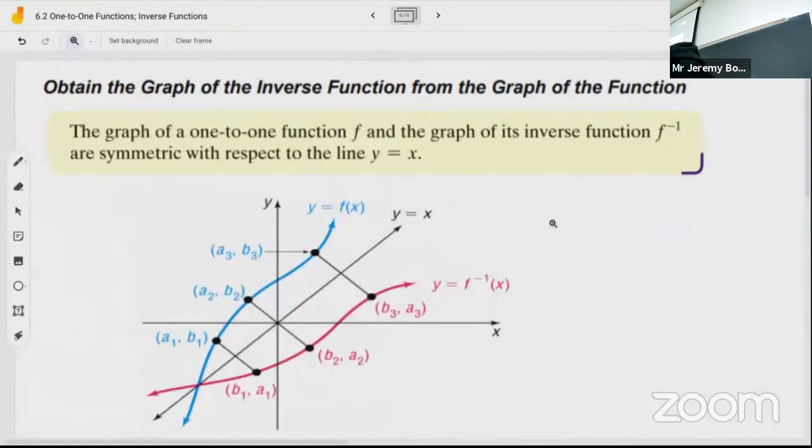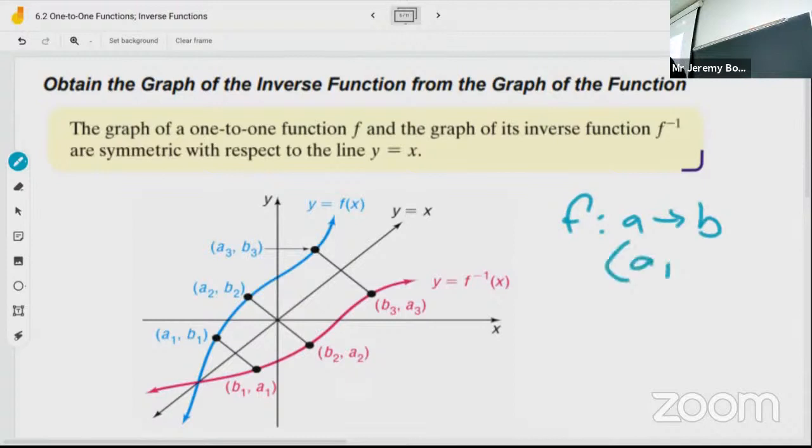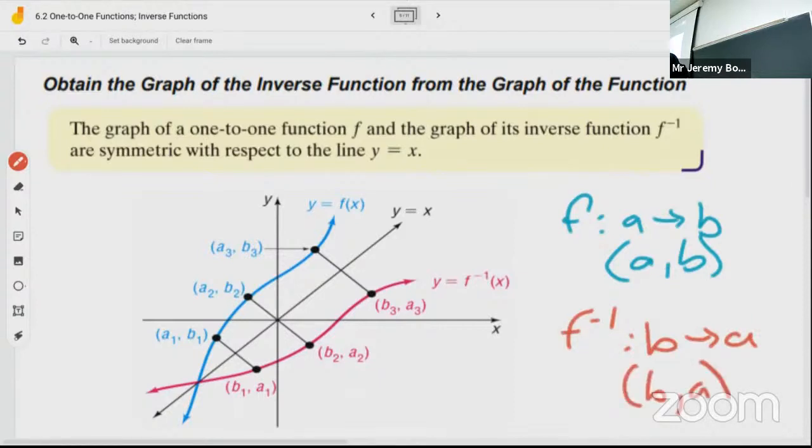All right. So let's talk about the graph of a function and its inverse. So remember that if you have a function and it maps A to B, so like an x value of A mapped to a y value of B, so it has the point A comma B, then the inverse function is going to map B to A. That means it will have the point what? B comma A.